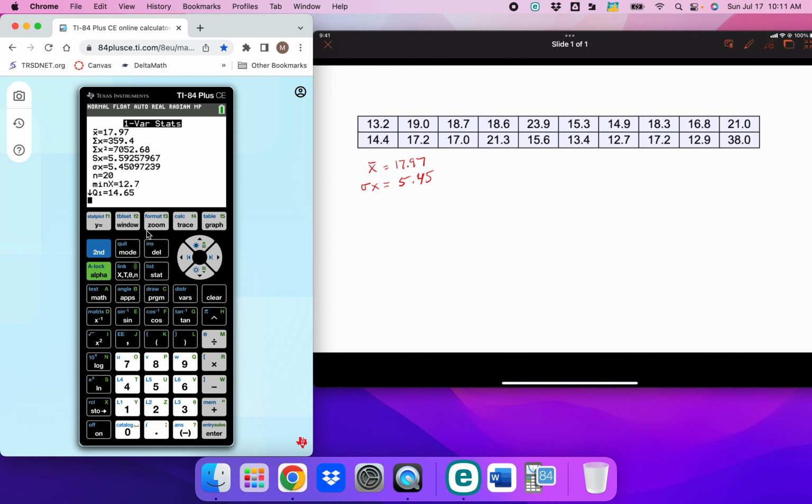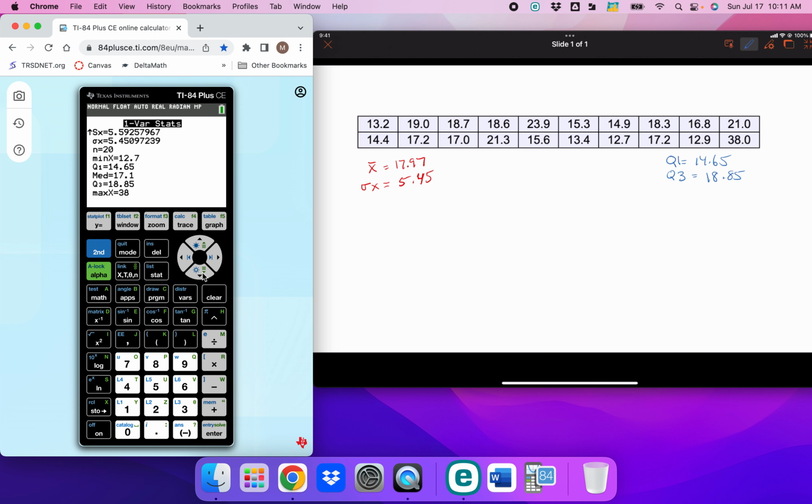Then over here, in a different color because I like to, I'm going to write down my Q1. Q1 is 14.65. My Q3 is 18.85. I don't need the median for anything, so these are just the things that I'm going to need in order to analyze my data.